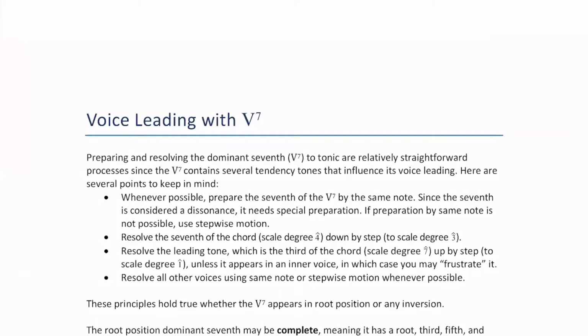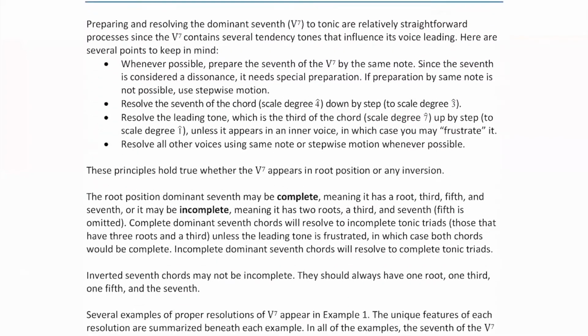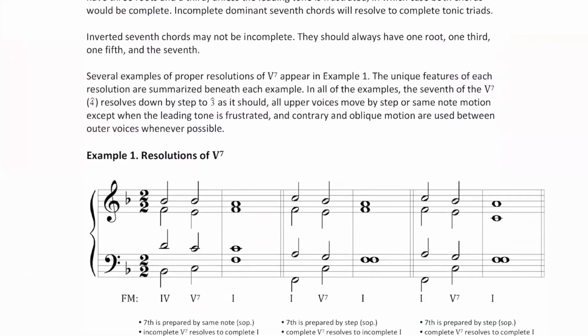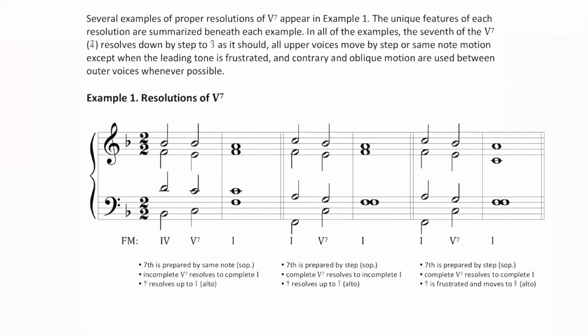With those general principles in mind, I now refer you to the voice leading with 5/7 guide. I want to show you 3 different ways these resolutions play out in real music. The first resolution I will show you is in example 1, and it features an incomplete root position 5/7 chord going to a complete tonic triad.